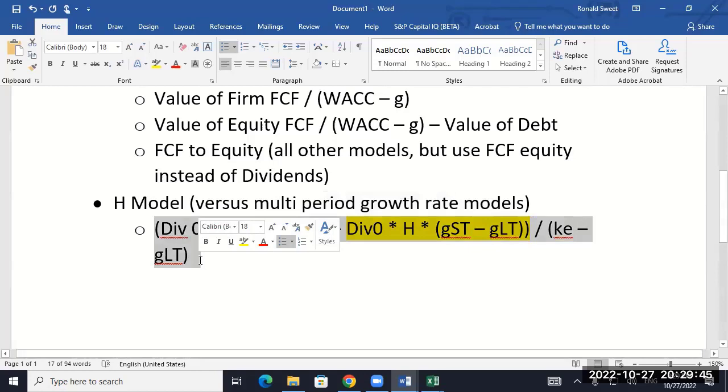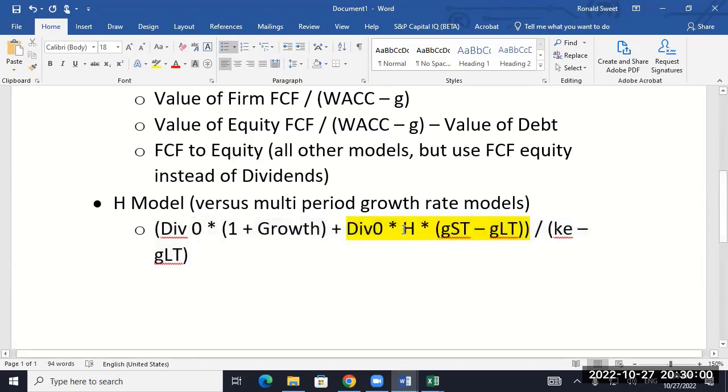Because instead of you stair stepping down, it assumes you start at 18% and then over some period of time you glide down to your long-term growth rate. That makes sense to me. Most firms are not going to grow 20% for 20 years and then drop down to 6% all of a sudden. It's going to be a gradual declining path. And that's what the H model does.